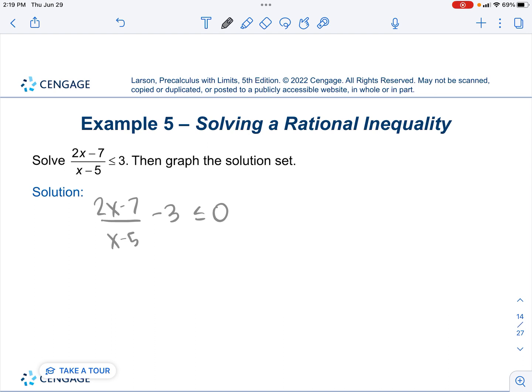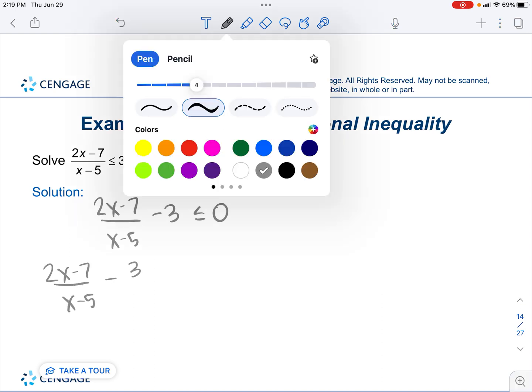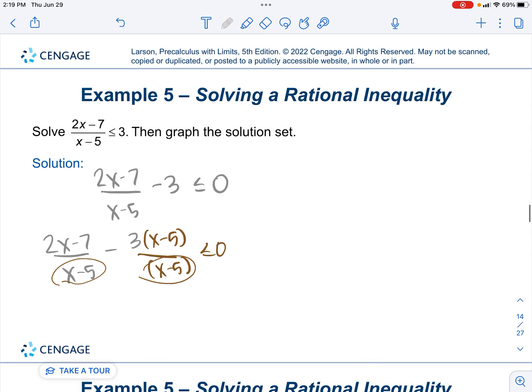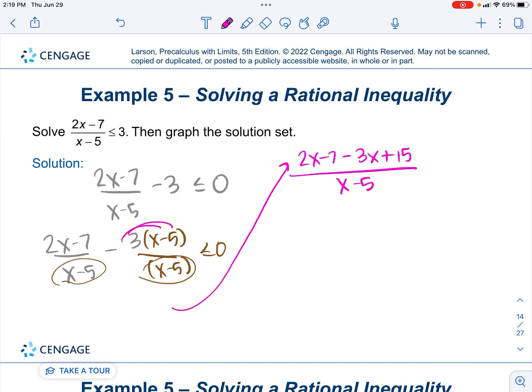And then I need it to be a single rational expression. I can't have it be rational expression minus constant. So I need to get a common denominator and combine these. So instead of just minus 3, I'm going to multiply by x minus 5 over x minus 5, so I have a common denominator. And then now I have this common denominator, so I can subtract these rational expressions. So I have 2x minus 7 minus 3x plus 15 all over x minus 5.